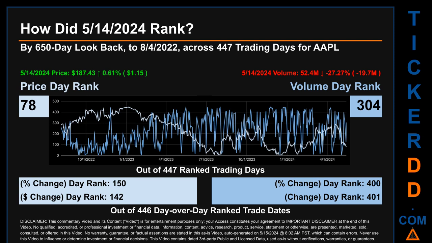The price's day-over-day percentage change, jumping 0.61% on May 14, 2024, had a day rank of 150 while its dollar difference of $1.15 had a rank of 142 when compared day over day across 446 trading days. Volume's percentage change and difference were ranked respectively at 400 and 401.